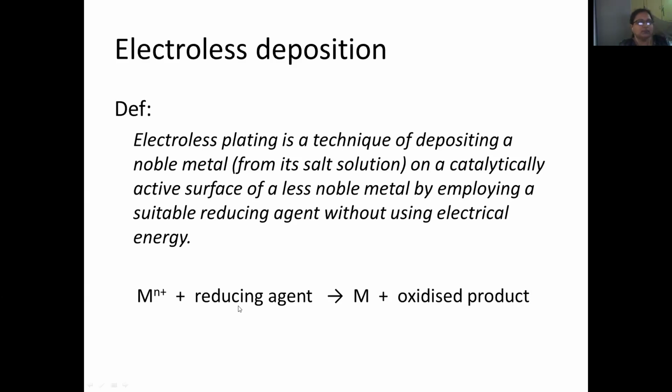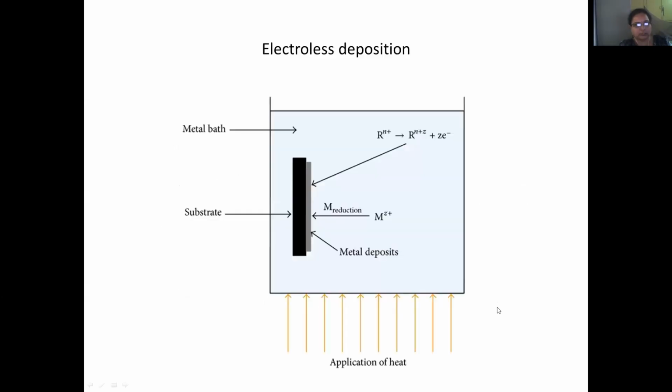So Mn+ plus reducing agent gives metal plus oxidized product. Okay. So you can see here, this is the substrate, and this is the metallic bath solution, and you are applying heat. What is happening? The metal is getting deposited on the substrate, okay, right?